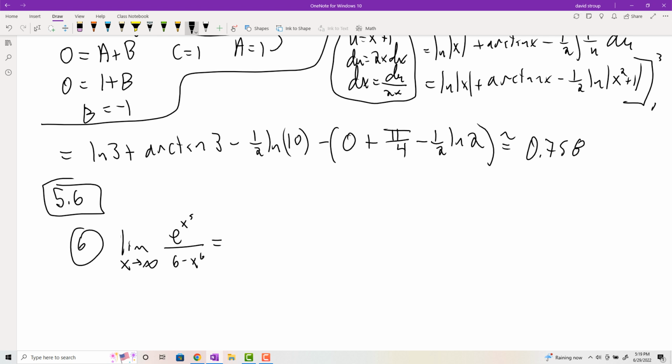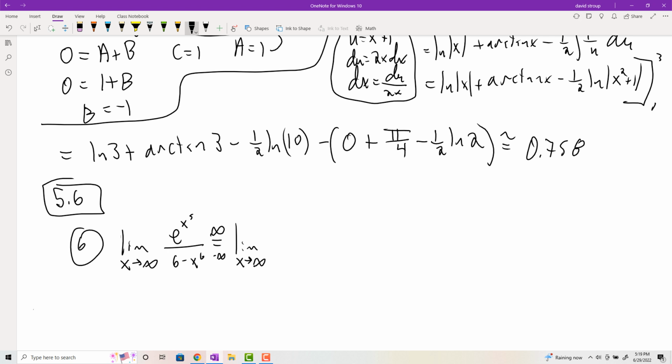Okay. If you take the limit as x goes to infinity, the numerator goes to infinity, e to something really big eventually. And the denominator is 6 minus x to the 6th. That's going to be negative infinity eventually. So it has that infinity over infinity form. Okay, so you could do L'Hopital's. If it's infinity over infinity or 0 over 0, that's L'Hopital's.